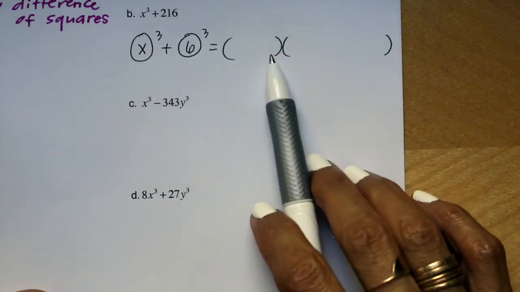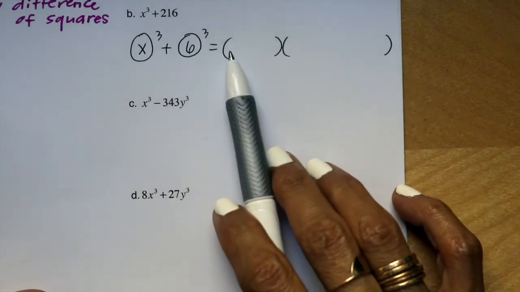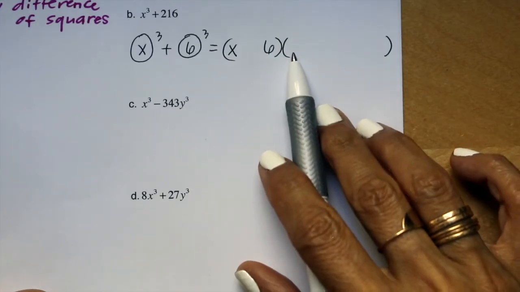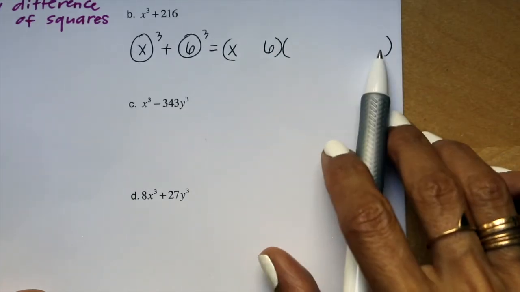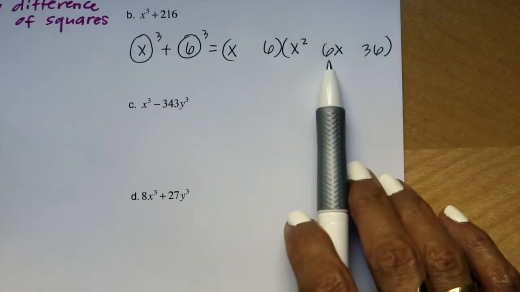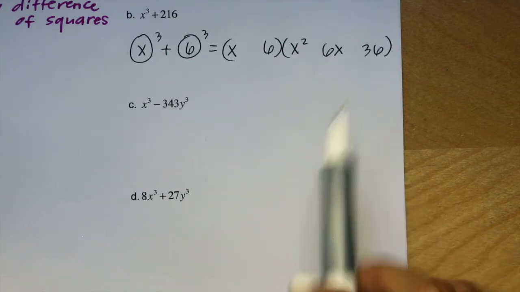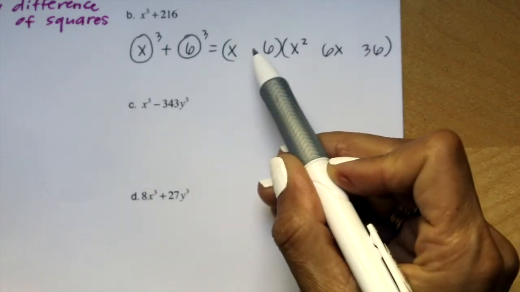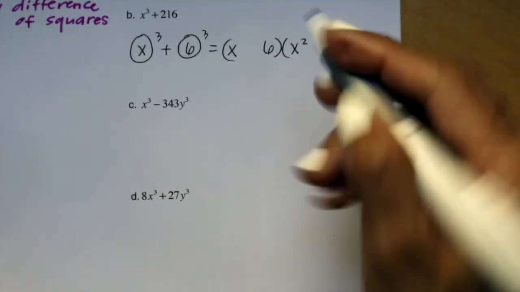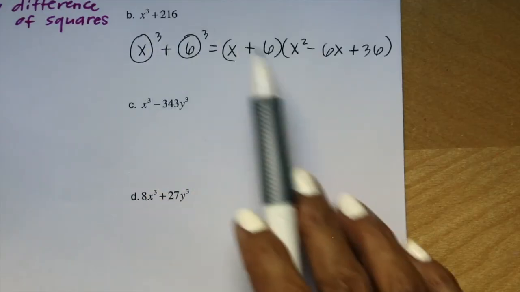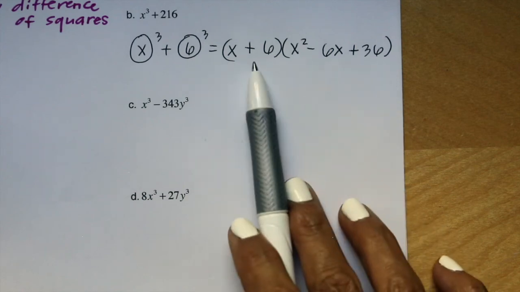So fill in your little and big parentheses, and it goes a, b, then it goes a squared, a times b, b squared. So we have x squared, 6x, 36. And last step, signs go SOAP. So look at your original problem, and we go same, opposite, always positive. So x cubed plus 216 factors to this answer right here.